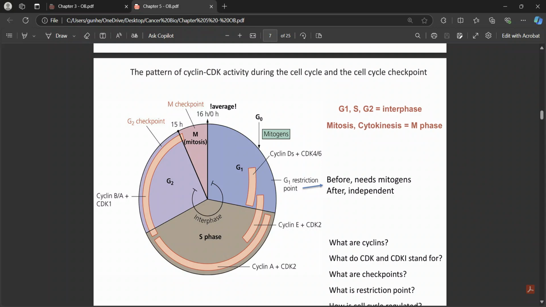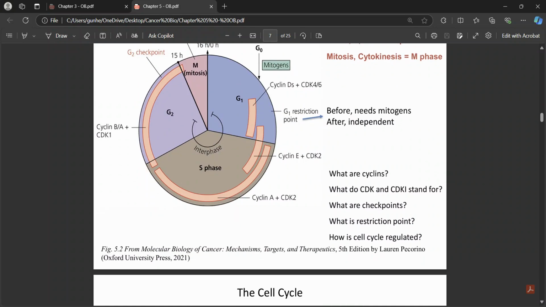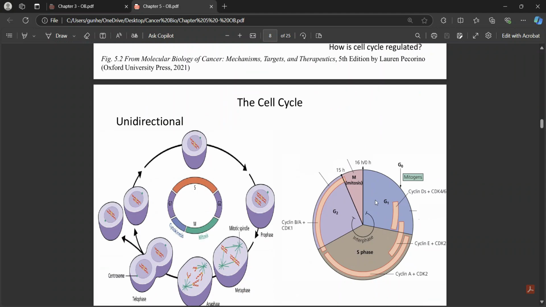And the checkpoint is really asking: do we have enough resources or energy? Are we big enough? Do we have enough space? And is the DNA we have of good quality? How they regulate it is by telomeres and cell-to-cell signaling, and we'll go into a deeper dive.